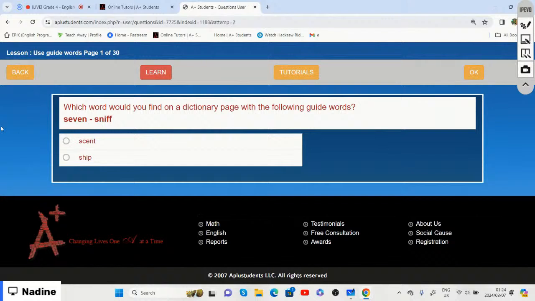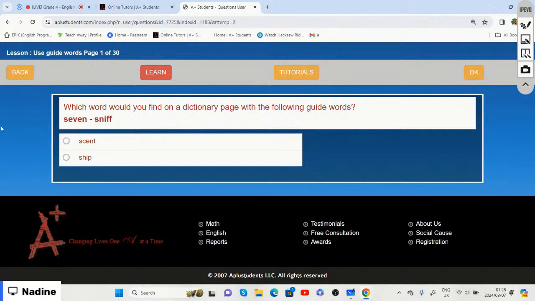Seven and sniff. And remember we said we have guide words on basically all of the pages. They will tell you the first word that is on the page as well as the last word. And every other word that is in between those words, we just write it down. But remember, it needs to be alphabetical.